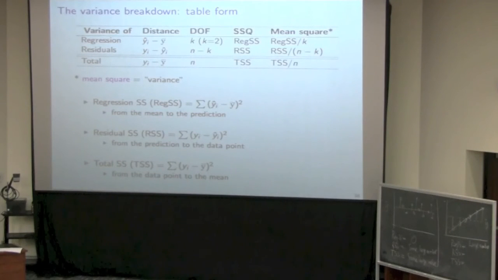What is RSS, the residual sum of squares? Back to zero, there's no residuals. The actual y minus the predicted y, because the prediction is exactly where the actual y is, the residual sum of squares is zero. And what's TSS? The total sum of squares is the sum of these two. Okay, so it's also some large number.